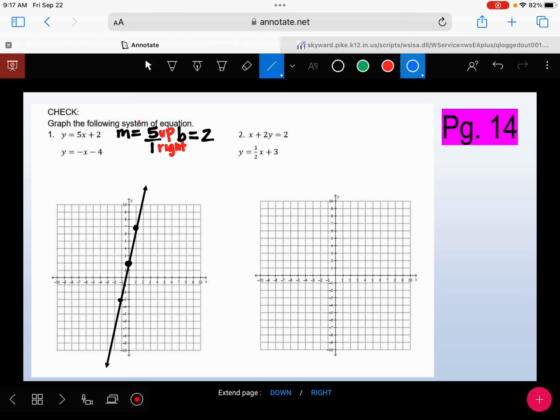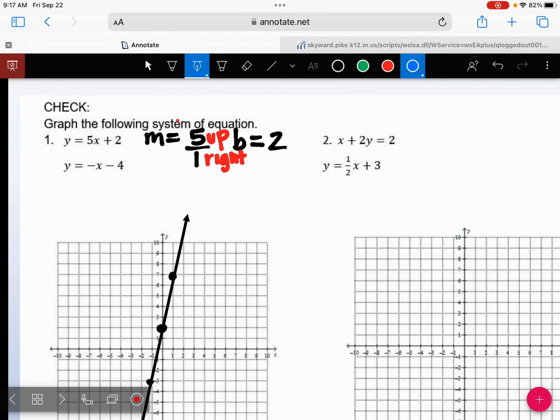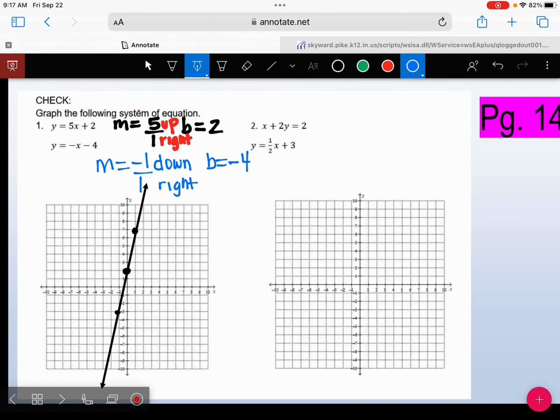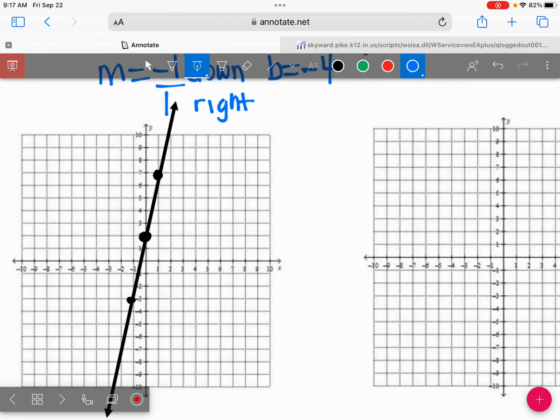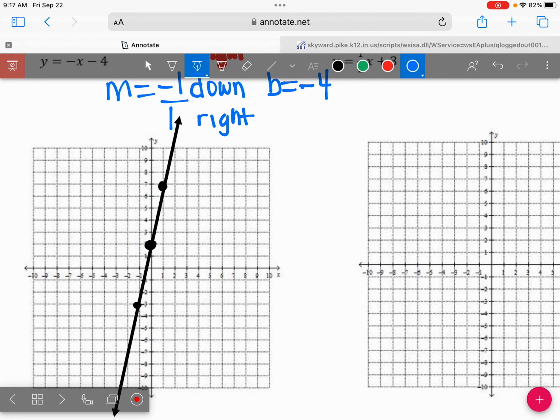So my second one has a slope of, there's an invisible -1, which means I'm going to go down and right. And my y-intercept is -4. So let's go ahead and graph that. Put a point at -4. Go down 1 to the right 1, down 1 to the right 1. Go ahead and draw your line.